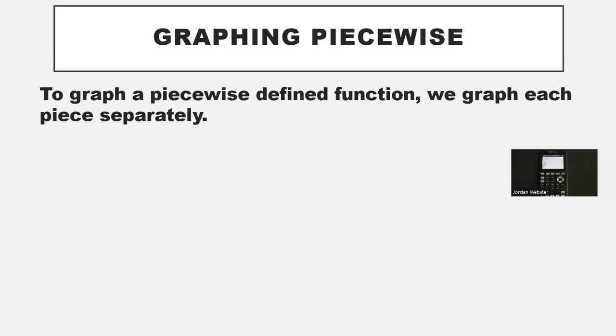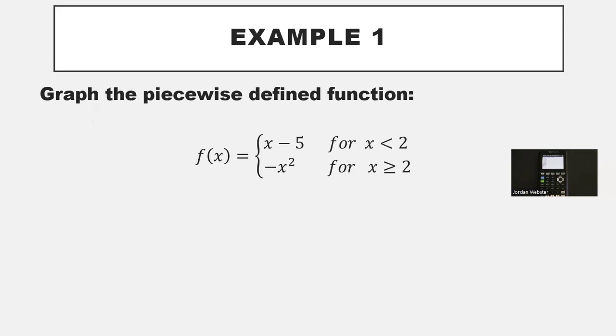Now, in order to graph a piecewise defined function on the TI-84, you essentially graph those pieces separately. Let's do an example. Let's say we want to graph the function, which is x minus 5 for x values which are less than 2, and which is negative x squared for x values which are greater than or equal to 2. If I want to do that on the TI-84, there's a good way to do it. So let's turn to our TI-84 and do just that.